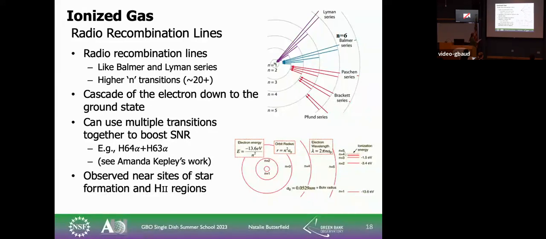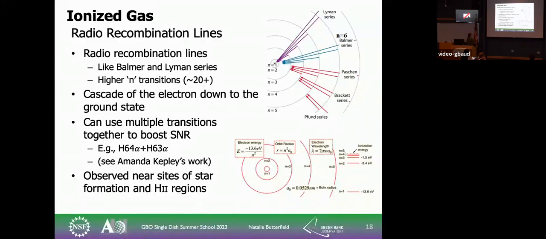So there's a wide range of different types of radio recombination lines, but essentially it's like the Balmer series or the Lyman series that we see in optical or UV. As the electron recombines with the proton, you get this cascade of the electron down to the ground state. You get a transition of 6 to 5, 5 to 4, 4 to 3, 3 to 2, 2 to 1. So it's cascading down as it recombines with the proton. Each time it connects with that lower energy state, it emits a photon.